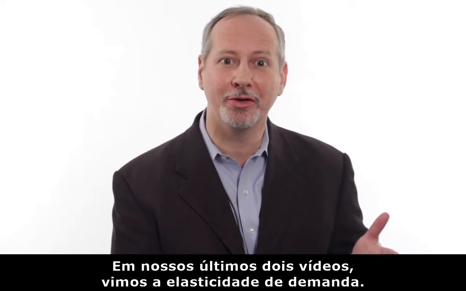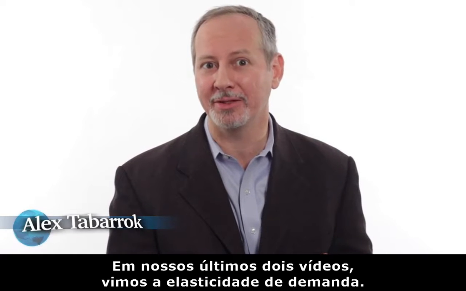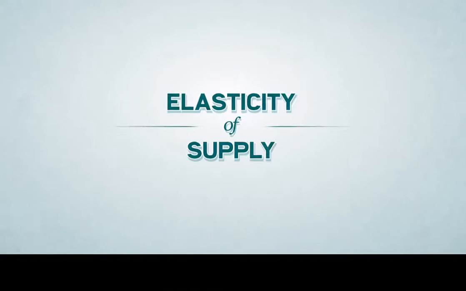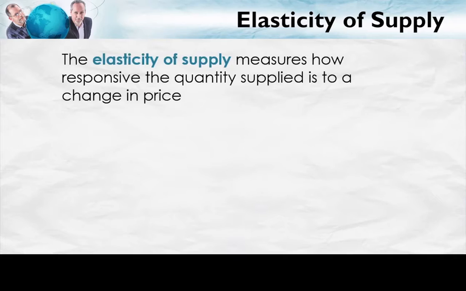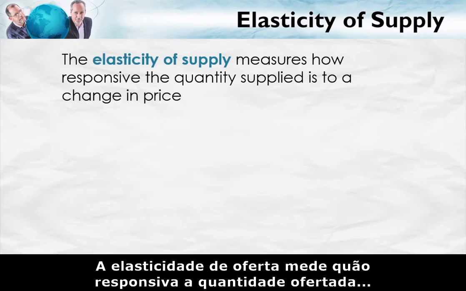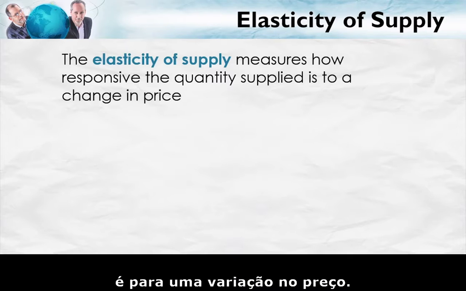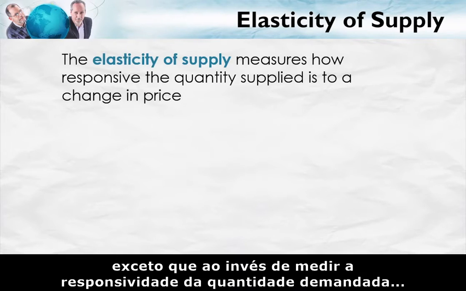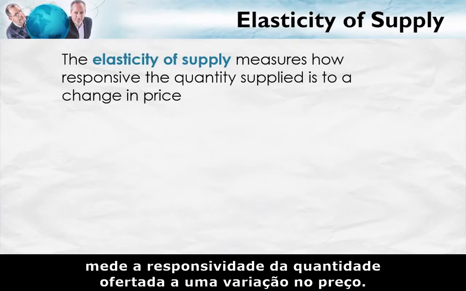In our last two videos, we covered the elasticity of demand. We now turn to the elasticity of supply. The elasticity of supply measures how responsive the quantity supplied is to a change in the price. So it's almost the same as the elasticity of demand, except instead of measuring the responsiveness of the quantity demanded, it measures the responsiveness of the quantity supplied to a change in price.